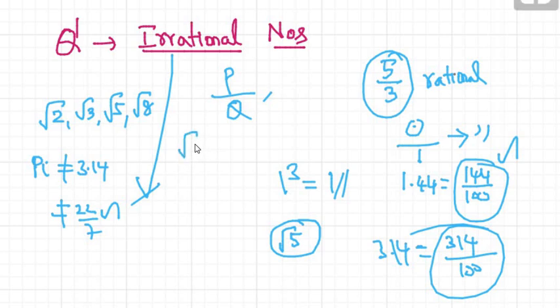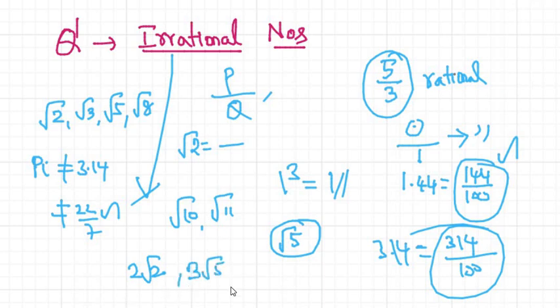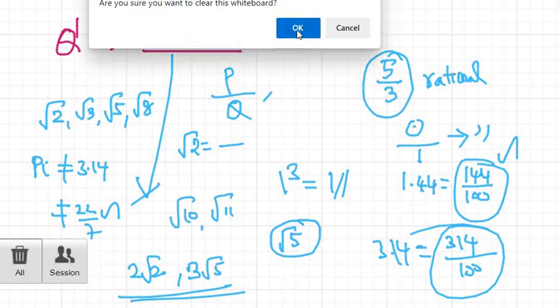So, you cannot express root 2 in the form of P by Q such that P and Q are rational numbers. Therefore, very good. Root 10 is irrational. Root 11 is irrational. So these numbers are irrational numbers. A number which cannot be expressed in the form of P by Q is an irrational number. Even 2 root 2 is irrational. 3 root 5 is irrational. These are all irrational numbers. Okay, next. What are real numbers?